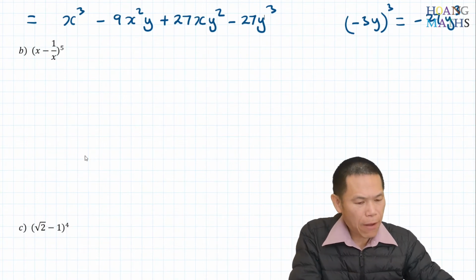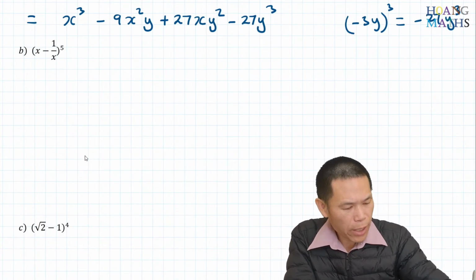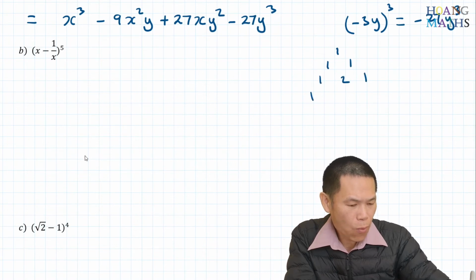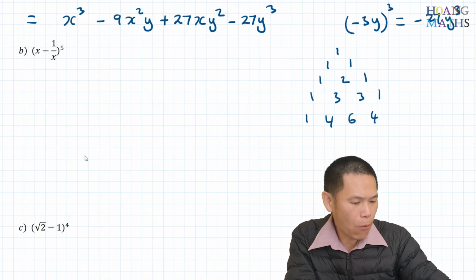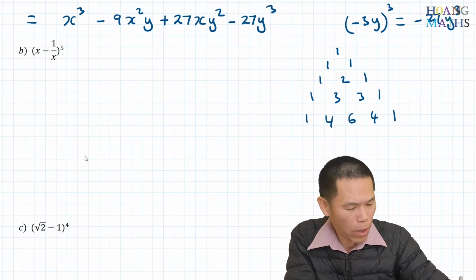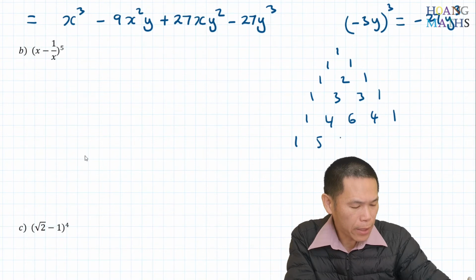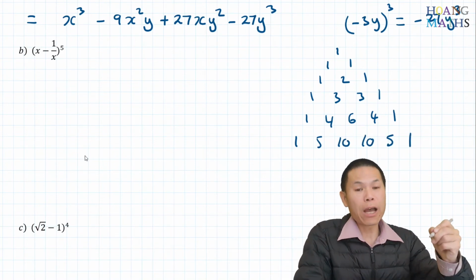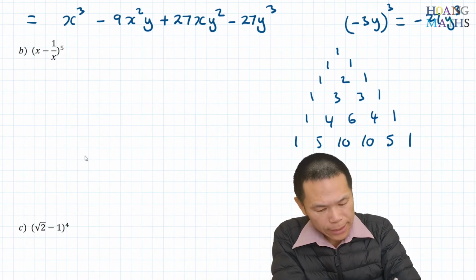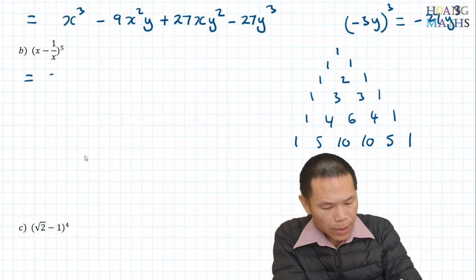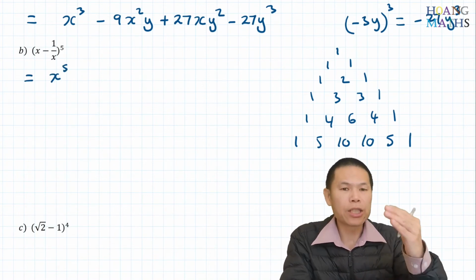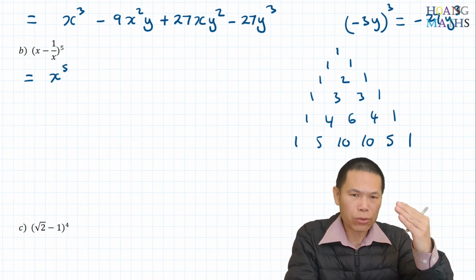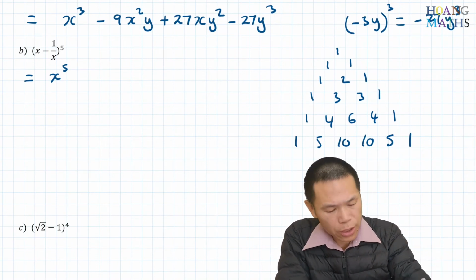So this is power 5. Let me just quickly write it down. 1, 1, 1, 1, 2, 1, 1, 3, 3, 1, 1, 4, 6, 4, 1. Because it's power 5, I need one more: 1, 5, 10, 10, 5, 1. So now we just do the same process. That will give me x to the power 5 and times the next term, which is power 0. So it's 1 anyway, so I just skip that.